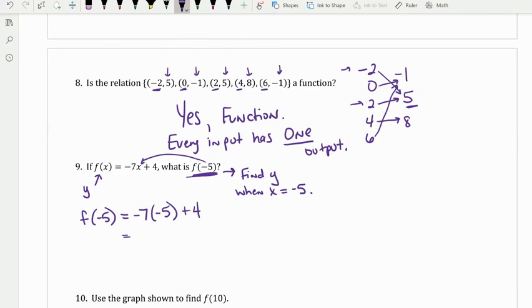-7 times -5 is +35, and then 35 plus 4 is 39. That's your answer. All you're doing is substituting in that number that's in the parentheses for the x that's in the equation.